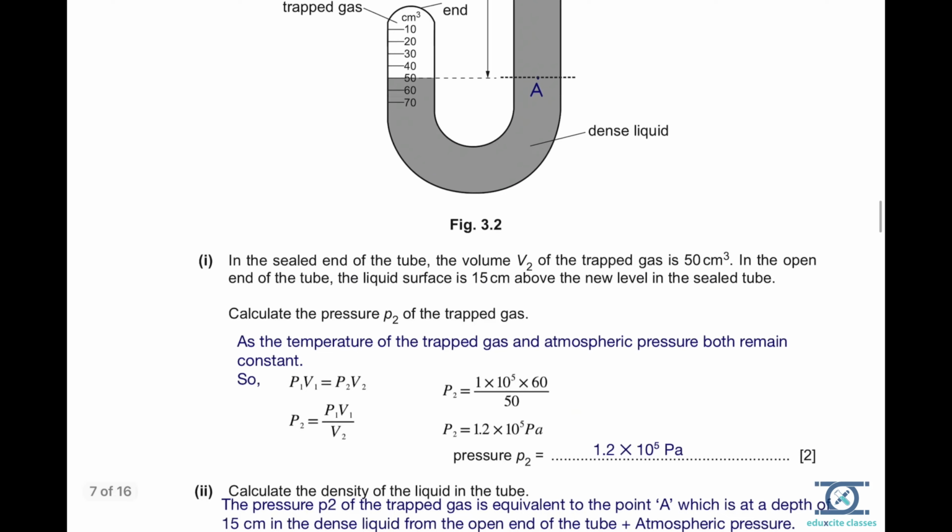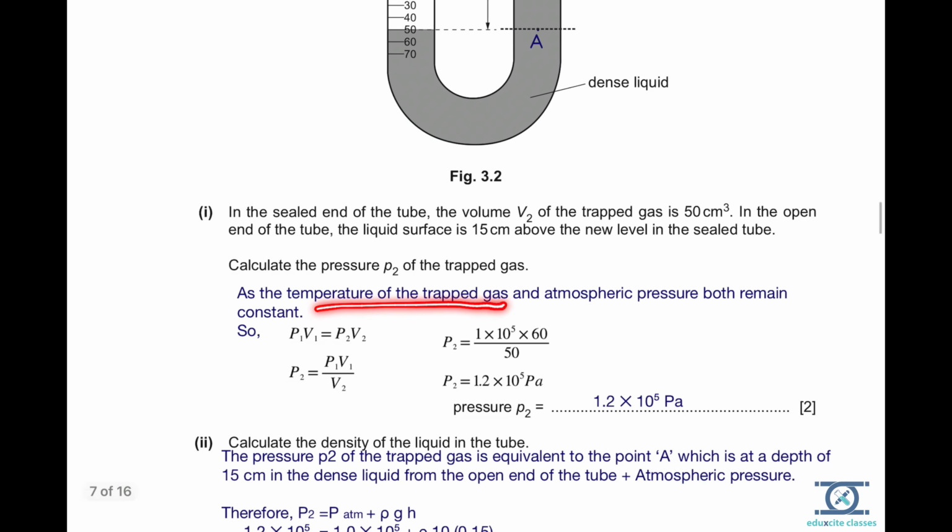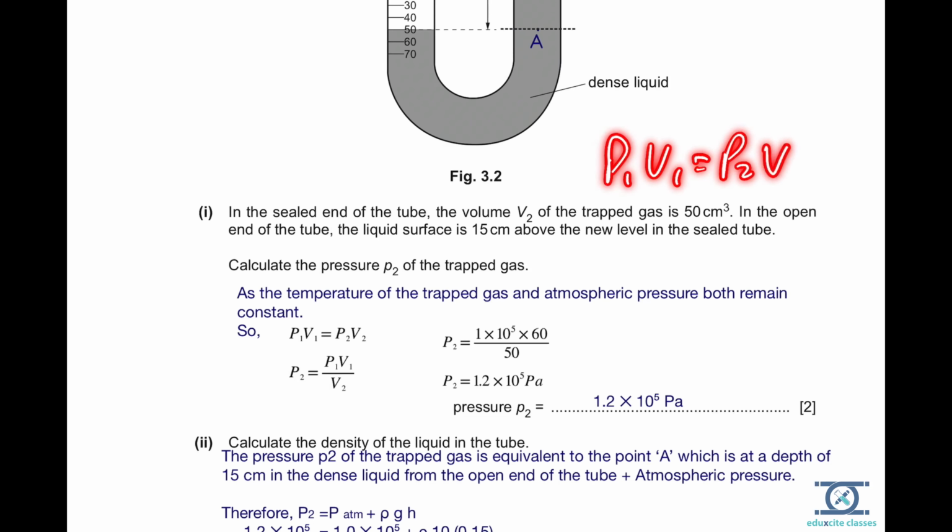So we know that as the temperature of the trapped gas and the atmospheric pressure both remain constant, we can apply the ideal gas equation, that is PV equals nRT. So this all remains constant if the temperature is constant. So P1 V1 equals P2 V2. P1 V1 is the initial pressure and volume, whereas P2 V2 is the final pressure and volume. So we have to find out the pressure P2. So P2 equals P1 V1 upon V2.